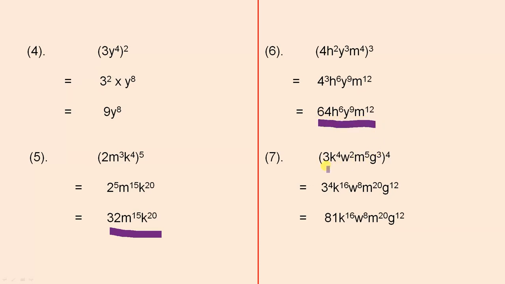And finally, that term there, raised to the power of 4, gives us 3 to the power of 4. 4 4s are 16, 4 2s are 8, 4 5s are 20, and 4 3s are 12. 3 to the power of 4 is 81.